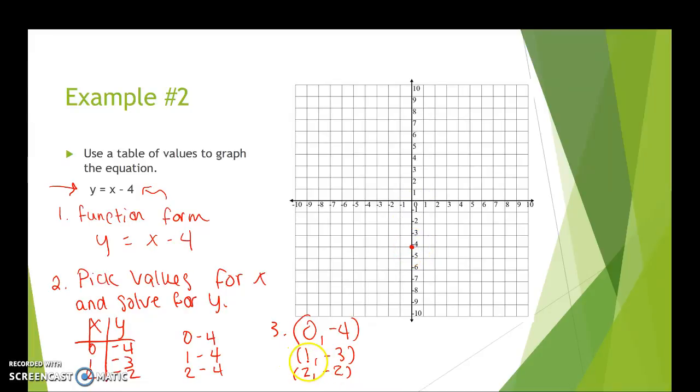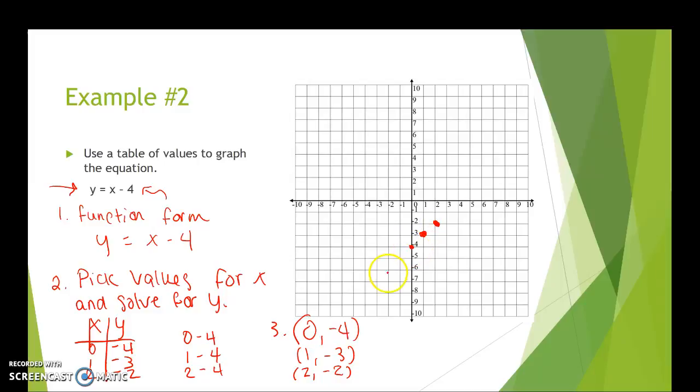My next point is 1 comma negative 3. So I start at the origin, 0, 0, go to the right 1, and go down negative 3 from there: 1, 2, 3. Plot my point. And the last point, the third point, would be 2, negative 2. So we go to the right 2, and we go down 2, and we plot our third point.